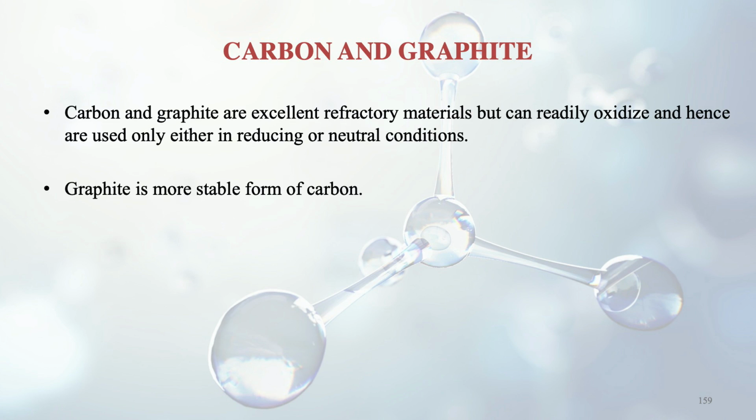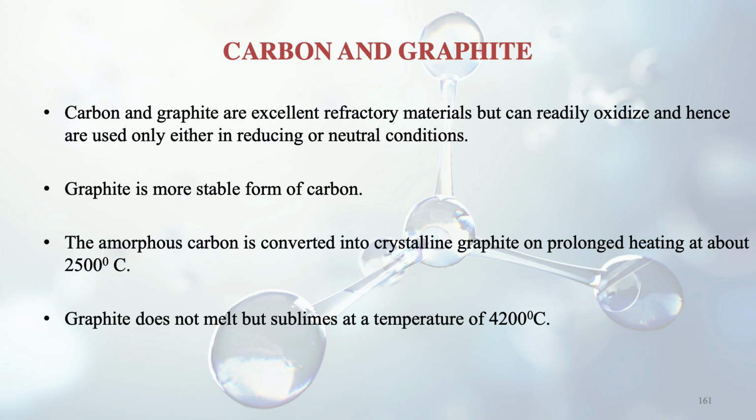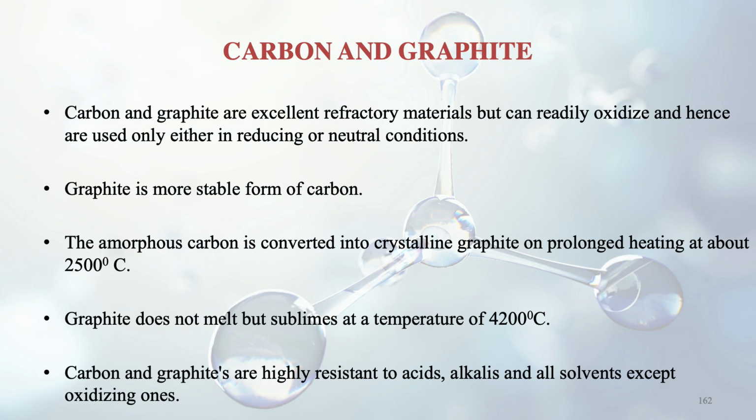Graphite is actually a more stable form of carbon. Amorphous carbon other than graphite is converted into crystalline graphite on prolonged heating at high temperature. So we can change an amorphous carbon to graphite type. Graphite does not melt but sublimes at a temperature of 4200 degrees centigrade. And carbon and graphite are highly resistant to acids, alkalis and all solvents except the oxidizing ones. So a reducing atmosphere is very much needed and no oxidizing atmosphere.